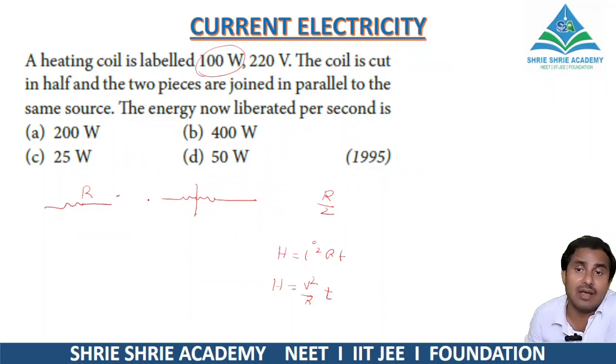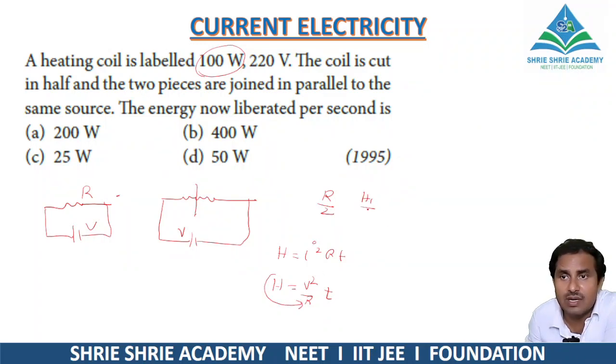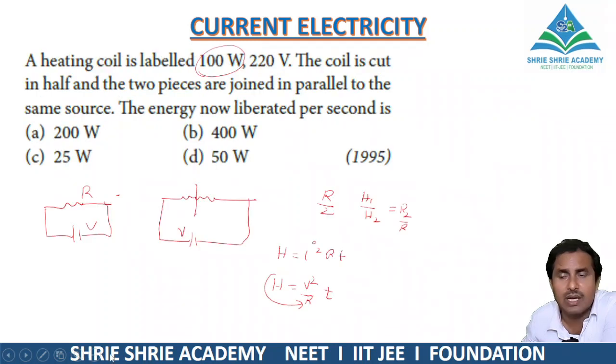You will use the second, because both of them are connected to the same supply voltage. The supply voltage remains the same. Previously also I told you the voltage remains the same. So here the heat is actually inversely proportional to resistance. So here you will write H1 by H2 is equal to R2 by R1.